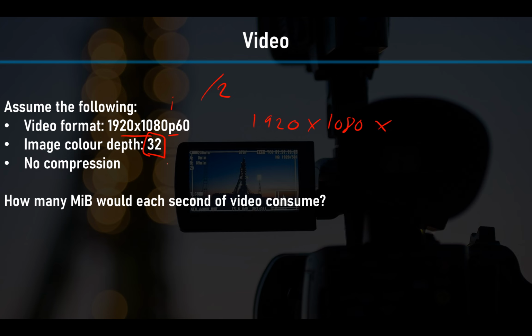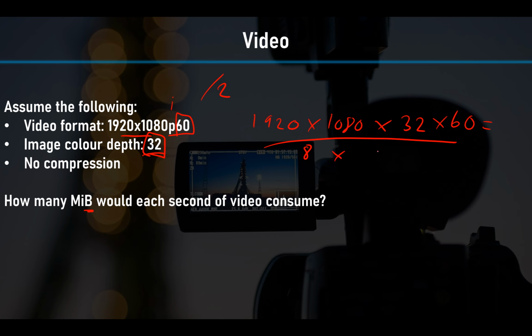Then we're going to multiply by the bit depth or color depth, and that's going to be 32 in this case. Then, since we have 60 frames per second, we just want to go times 60. If you do that, this is going to be the number of bits per second. Then if we want to convert into megabytes, first we have to divide by 8 to get into bytes.